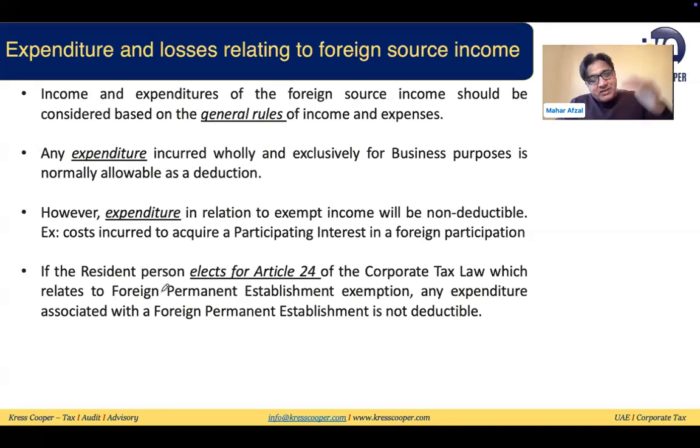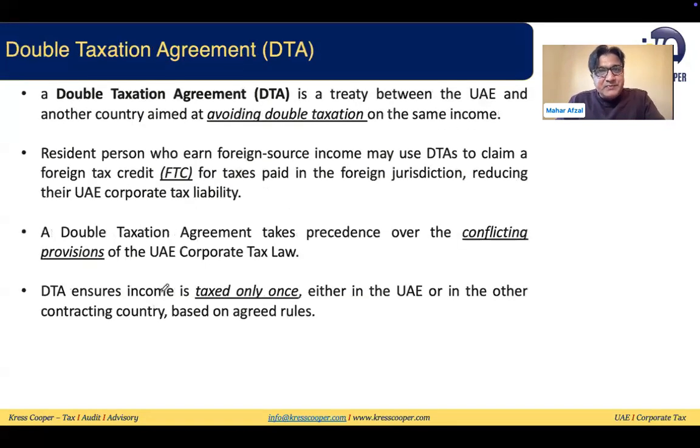And what are the conditions? They said these expenses are not allowed. Those expenses will be eliminated to arrive at the taxable profits. Once you arrive at the taxable profits, then you will be claiming the foreign tax credit. And we will look into the example as well.